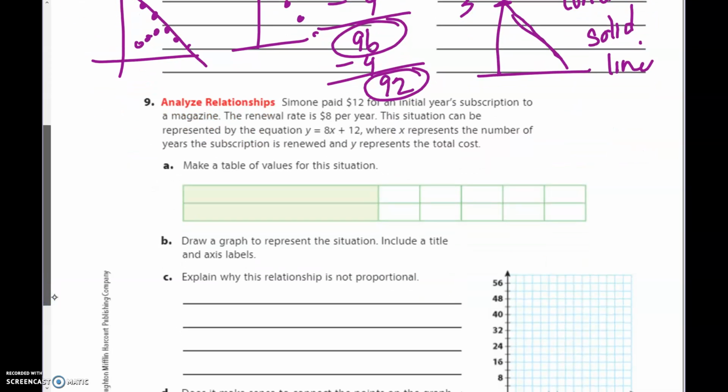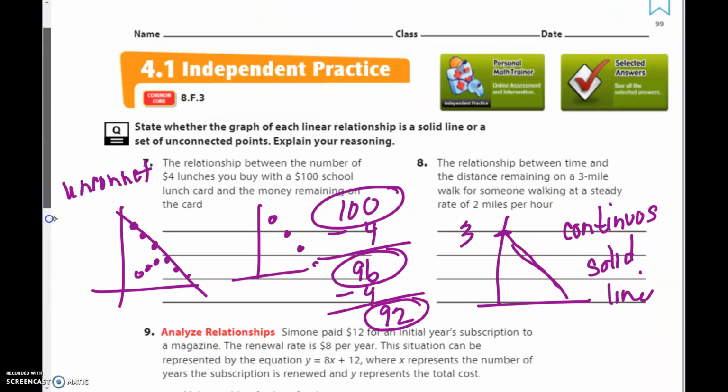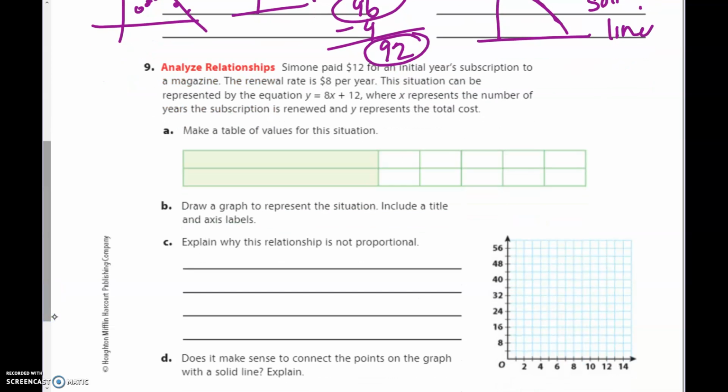nine. Analyze the relationship. Simone paid $12 for an initial subscription, then the renewal rate is $8 per year. So this situation can be represented by the year it is renewed. That's crazy how that happens. All right, so let's give this a try. So make a table. So in here, I'm going to put X, and this is the number of the years that you're going to have your subscription, and Y is going to be your total cost.